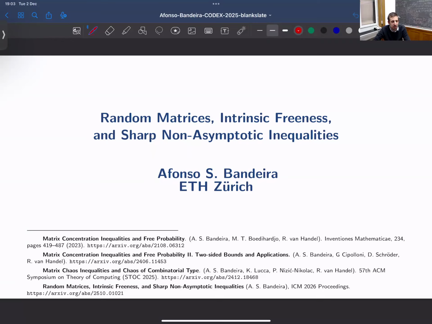So I'm going to tell you today about random matrices, the intrinsic freeness phenomenon, and how it can give us sharp non-asymptotic inequalities. I'm mostly going to be focused on the work with wonderful collaborators that are listed here, together with the papers.